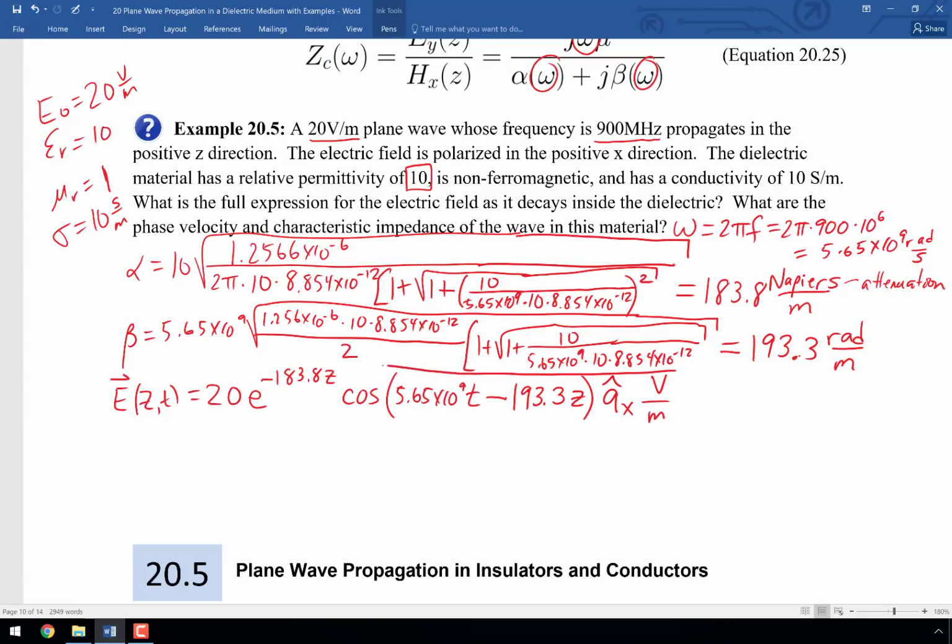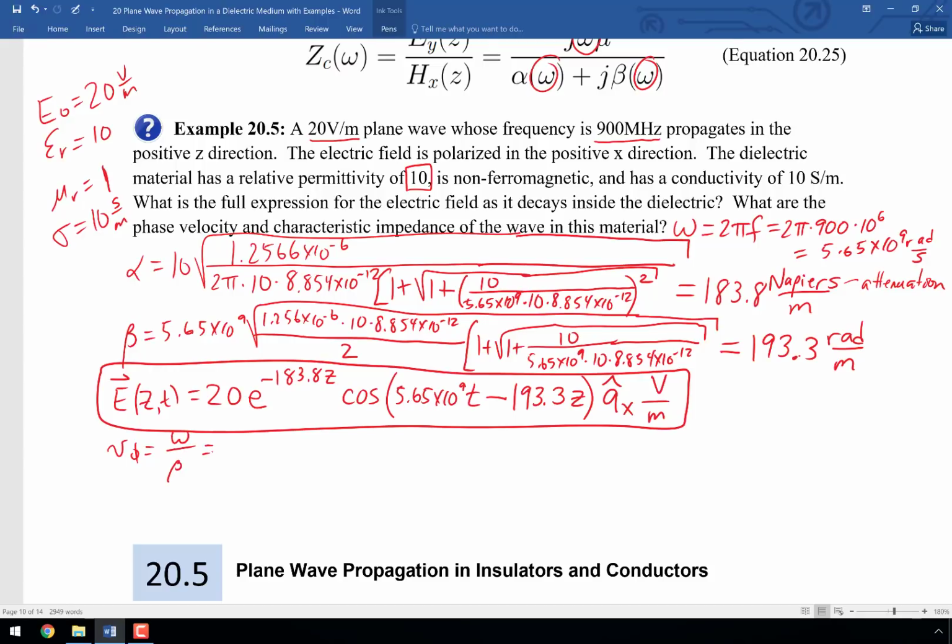That's volts per meter, and that is a full description of what that wave looks like as it is dying, as it is decaying down to 0, and it's going to decay pretty quickly. It's going to decay over the course of just a few millimeters. And then finally, the phase velocity is omega divided by beta, which is, it turns out, 2.92 times 10 to the 7th meters per second. We were asked for that quantity.